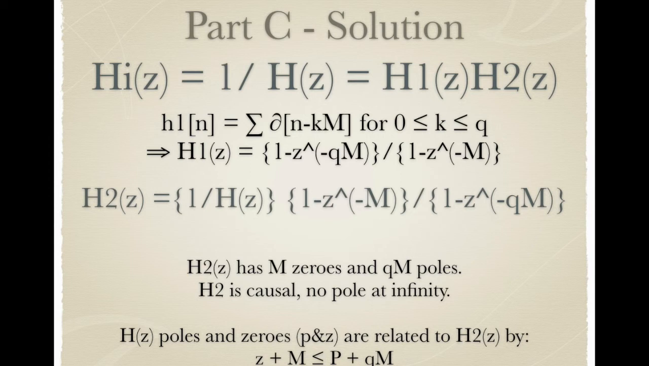So H2(z) has M zeros and QM poles. H2 is causal because there's no pole at infinity. H(z) poles and zeros, P and Z, are related to H2(z) by Z plus M has to be less than or equal to P plus QM. The zeros of H(z) plus the zeros of H2 must be less than or equal to the poles of H(z) plus the poles of H2(z).